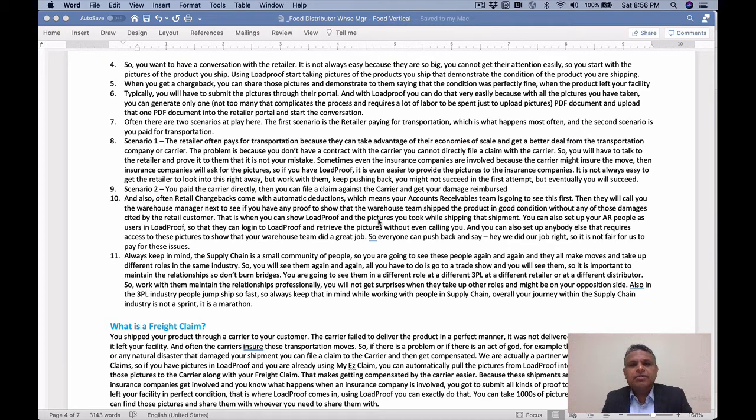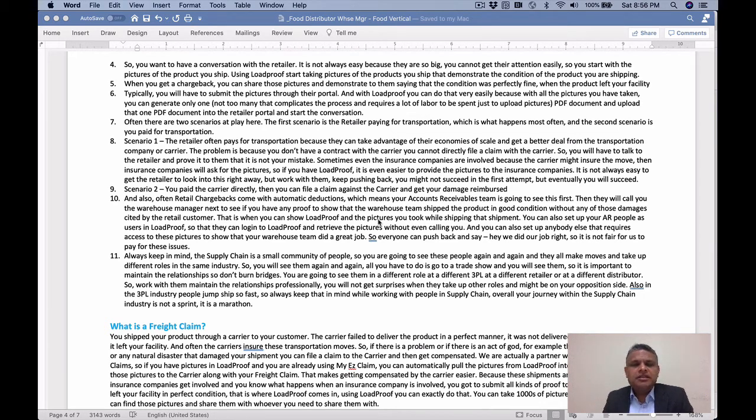Not too many, that complicates the process and requires a lot of labor to be spent just to upload pictures. Just generate only one PDF document and upload that one PDF document into the retailer portal and start the conversation, right? Often there are 2 scenarios at play here. The first scenario is the retailer paying for transportation, which is what happens most often. And the second scenario is you paid for transportation, right?